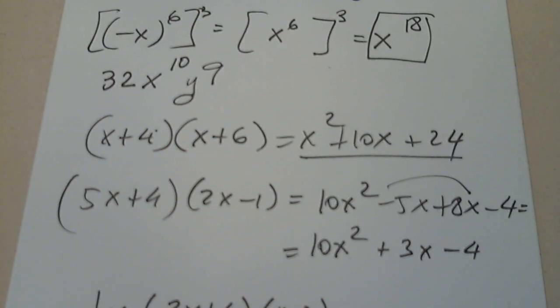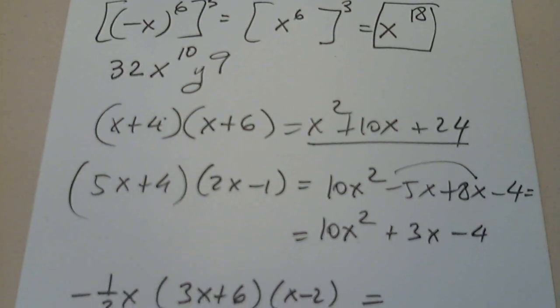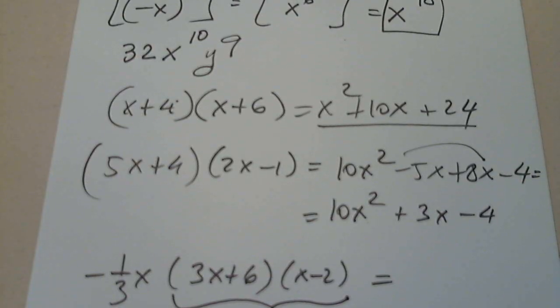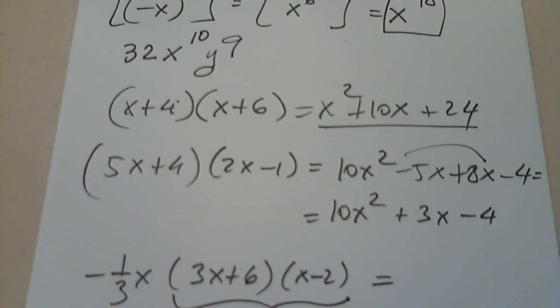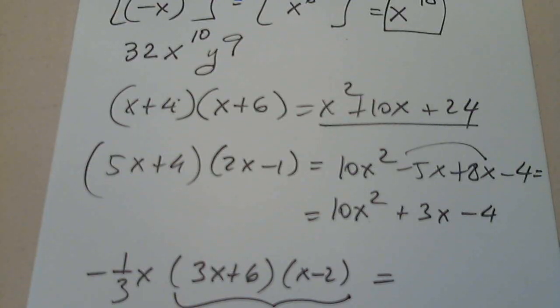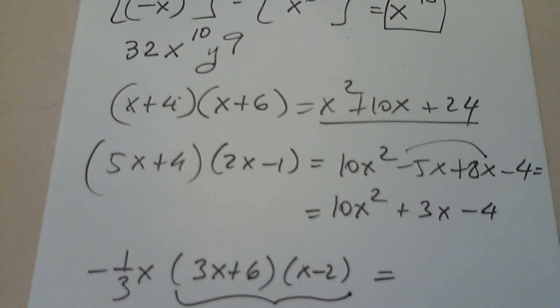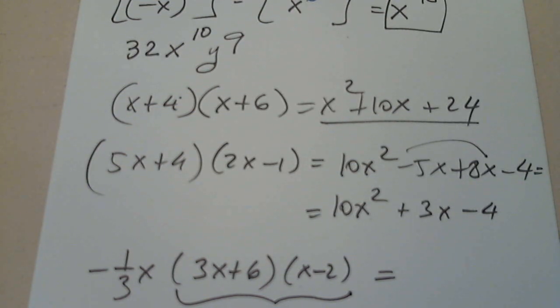minus 6x plus 6x and negative 12. Negative 1/3 x times 3x squared minus 12. Now distribute. This negative 1/3 times 3 is negative 1. X times x squared is x to the third. Negative 1/3 times negative 12 is positive 4. And then, of course, x.